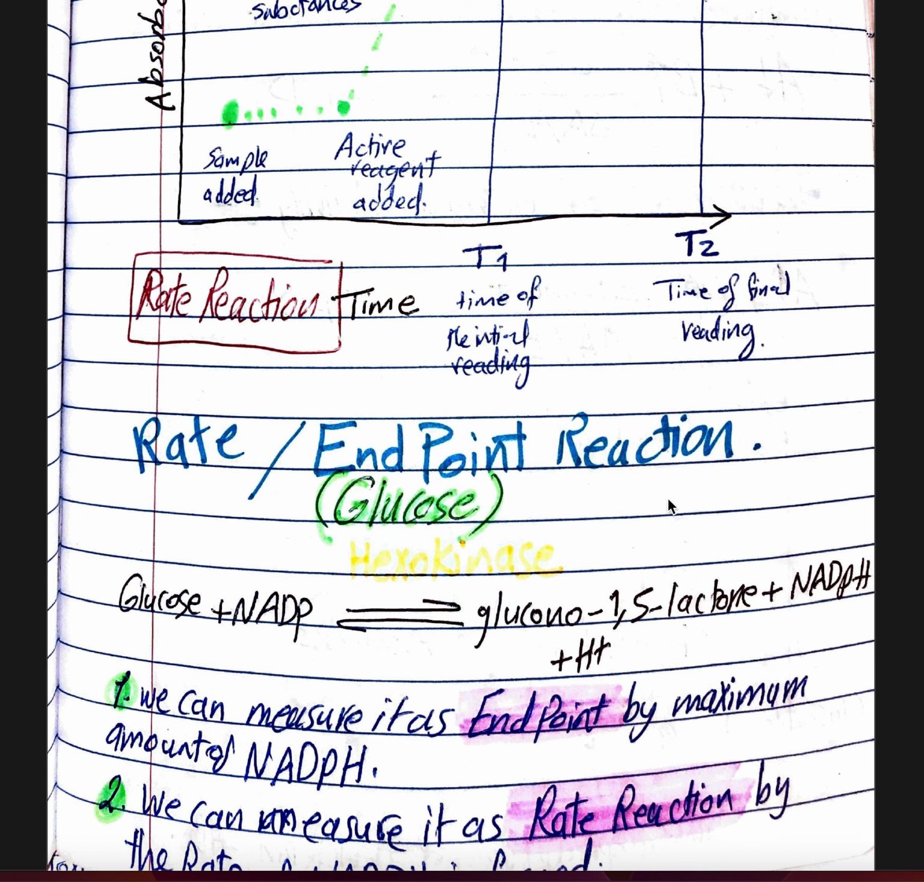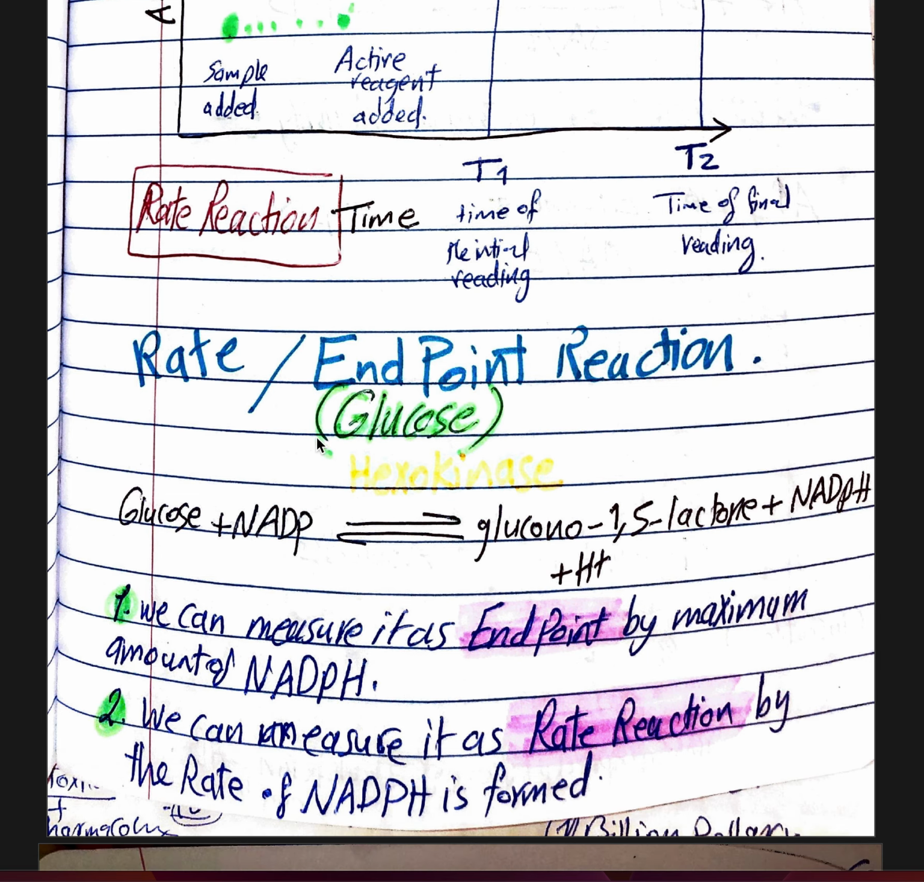Rate and endpoint reactions. If we talk about glucose, we have glucose, NADP positive, and hexokinase. Hexokinase takes the phosphate group and adds it to the glucose. That's actually what happens. And you know that the classification of this enzyme is 2. Why is it 2? Because it transfers the phosphate group and adds it to the glucose to become glucono-1,5-lactone, plus NADPH plus H positive.